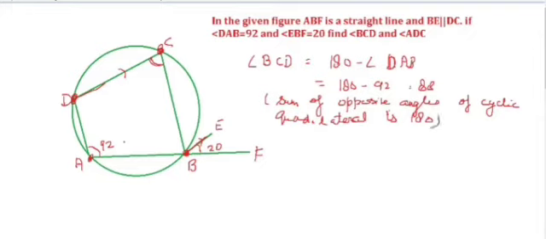Now we come to the next. Here we have calculated this is 88. Now we can see that these two lines DC and EB are parallel, and this is our transversal. So alternate angles will be equal. So if this is 88, this is also going to be 88. So from here you can write that angle CBE equals 88. Reason is alternate angles.